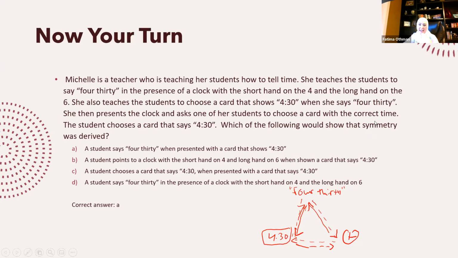She then presents a clock and asks one of her students to choose a card with the correct time. That is a distraction. You do not need to know that for this question, so be aware of things like that popping up on tests. Which of the following would show that symmetry was derived?